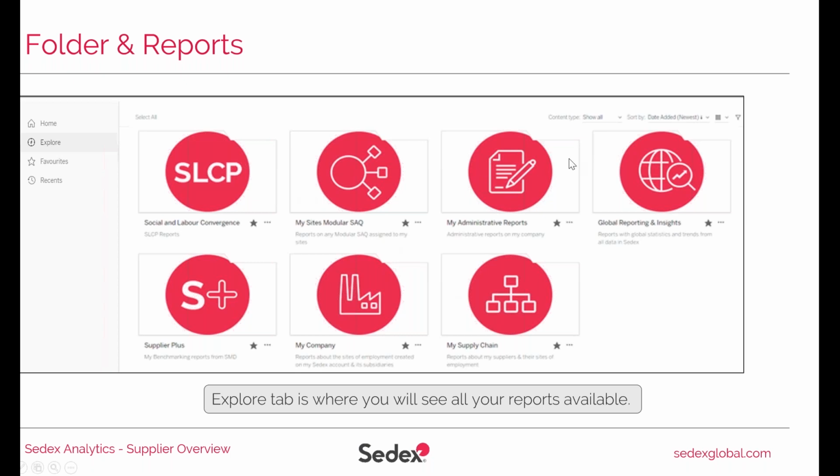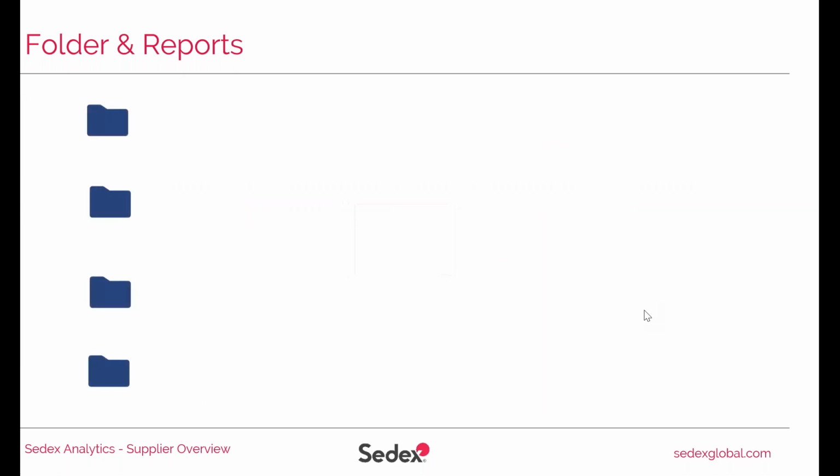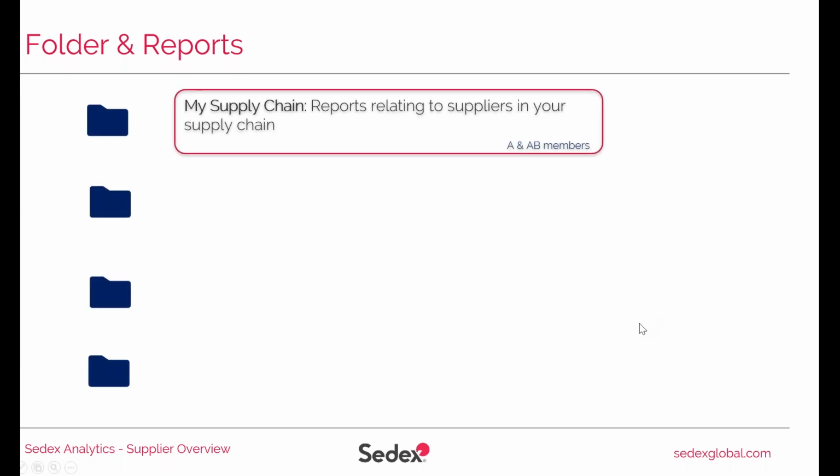So again, you have the icons that help you easily identify the different types of reports, and that's in the Explore tab. And depending on who you are, whether you're a supplier, a buyer, or an auditor, will determine what type of folders you would have. And again, the folders are the top level.